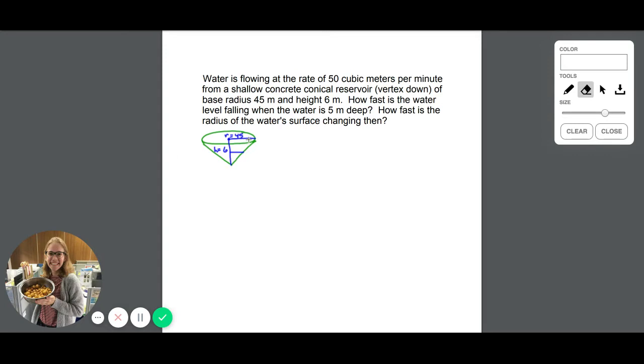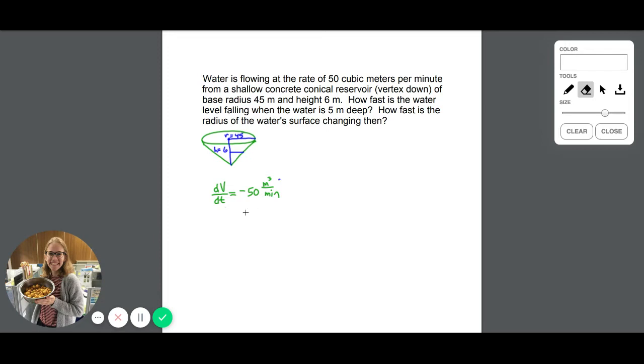This base radius here is 45 meters, and this height, the height from the center of the base all the way to the vertex, is 6 meters. And we are also given that the water is flowing out of this reservoir, through the bottom, at a rate of 50 cubic meters per minute, which is the rate that the volume is changing. So that 50 is your dV/dt, the rate the volume is changing. And since the volume is becoming less, water is leaving, that'll be a negative 50 cubic meters per minute.